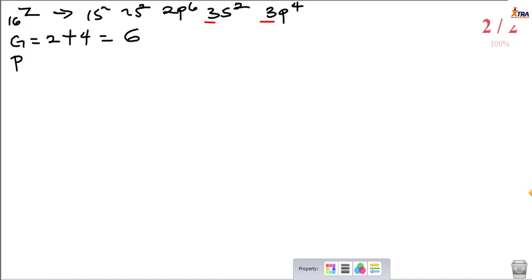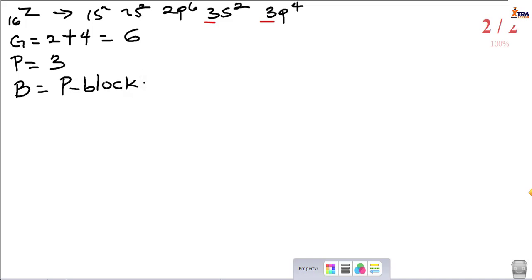What about the period? What is the largest number? 3. So it means it belongs to period 3. You don't add that. You just pick one of it, right? And then what about the block? What is the last subshell there? It's P. So it is a P block element.